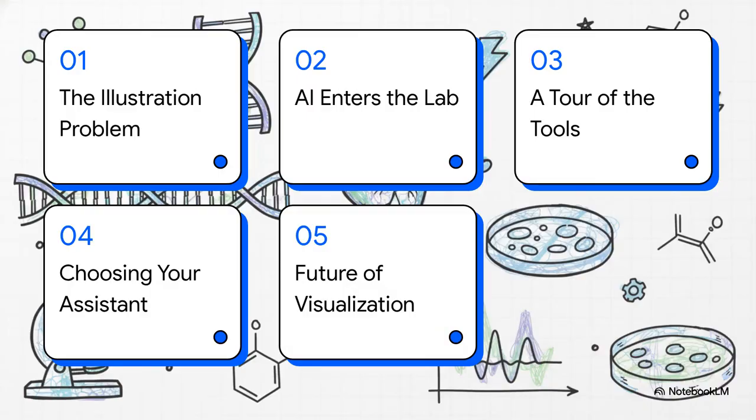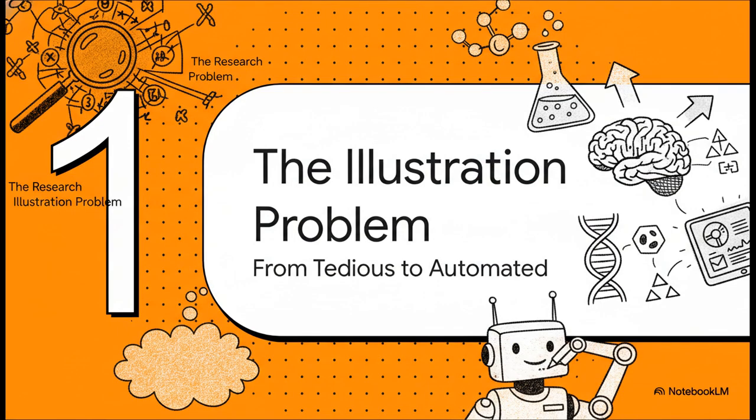So, here's our game plan for today. First up, we're going to break down the big problem with scientific illustrations. You know the one. Then, we'll see how AI is stepping in to save the day. After that, we'll take a tour of the most promising tools out there, and I'll give you a simple framework for choosing the right one for you. And to wrap it all up, we'll take a peek into the future of scientific visualization. It's going to be good. All right, let's kick things off.